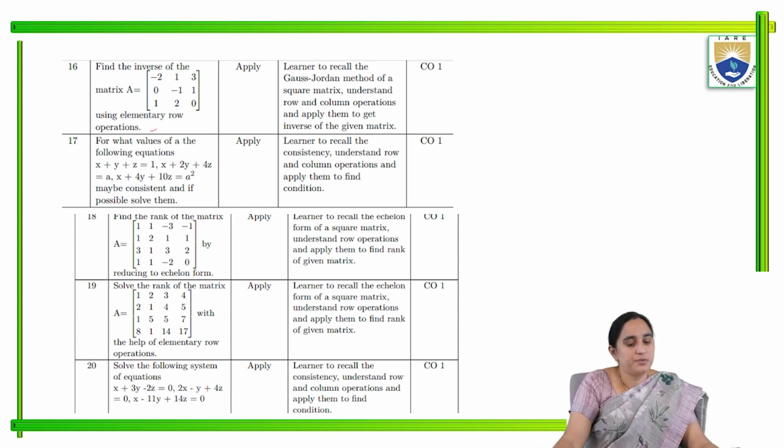Okay, next one, find the rank of the matrix A is equal to 1, 1, minus 3, minus 1, 1, 2, 1, 1, 3, 1, 3, 2, 1, 1, minus 2, 0 by reducing to echelon form.